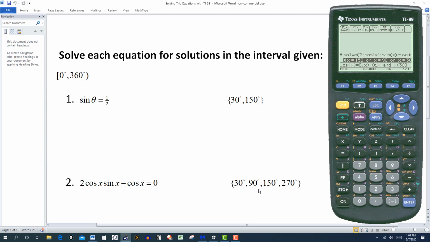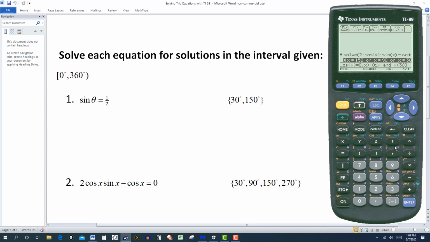So in this case, if we wanted a complete solution, or the infinite solution, then we would just add a multiple of 360 to each of these. So we would say 30 degrees plus k times 360, 90 degrees plus k times 360, 150 plus k times 360, 270 plus k times 360, where k represents any integer.